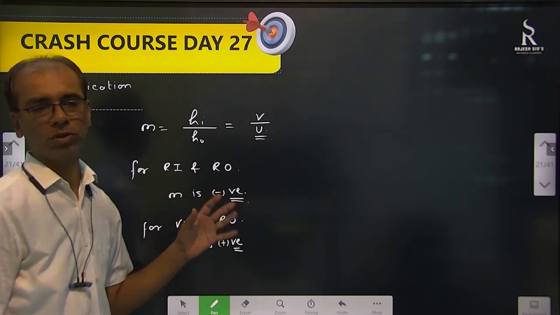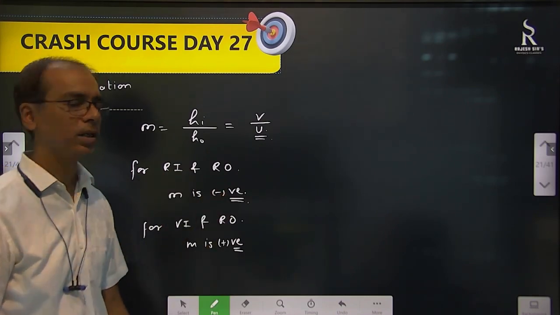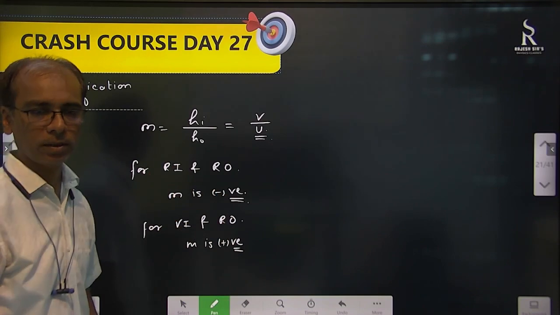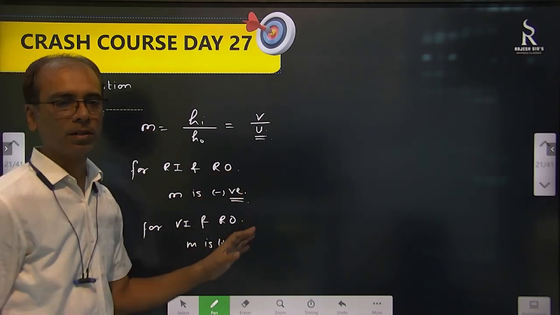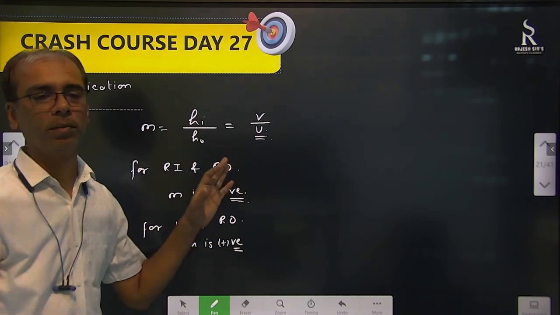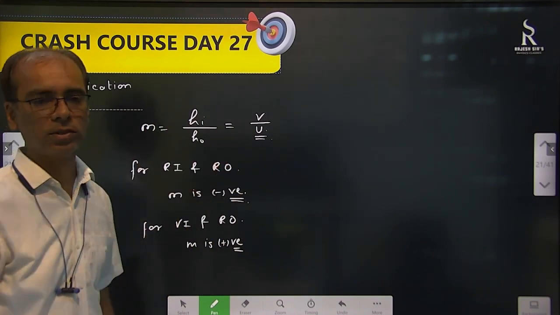Virtual objects, we are not talking much. Virtual objects, questions also are not asked. So forget about virtual object. Real object only we concentrate. Questions I am not doing on magnification. The same type of questions that we did in mirror are there in lenses also.